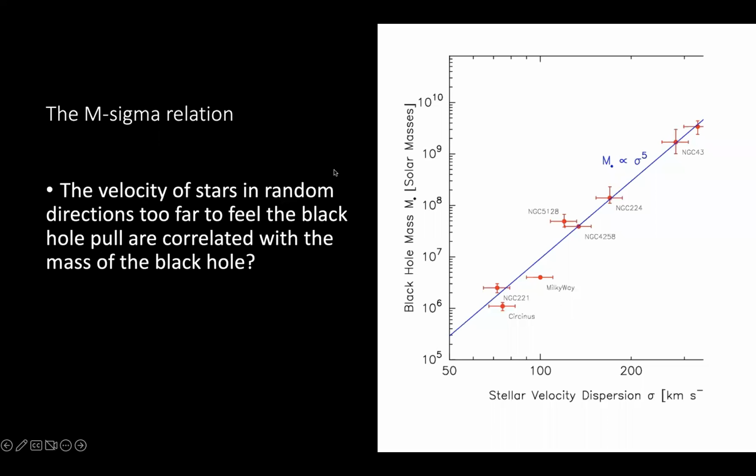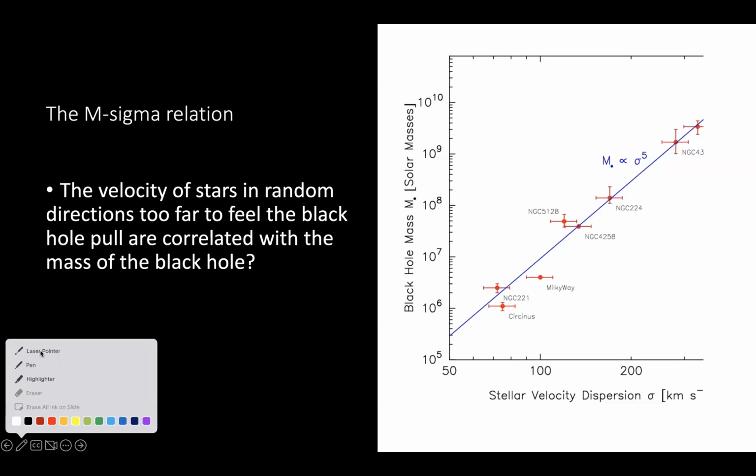Okay, let's talk about a correlation that was discovered in the 1990s that relates the black hole mass to what's called the stellar velocity, or the stellar velocity dispersion. So here we're looking at 1, 2, 3, 4, 5, 6, 7, 8 galaxies. And in these galaxies, they were able to measure the mass of the black hole, and that's plotted on the y-axis.